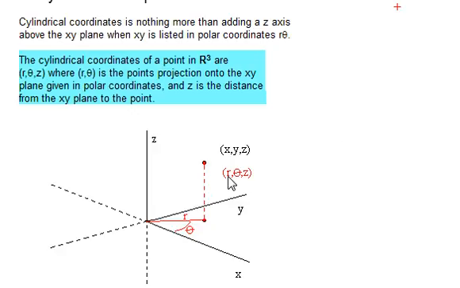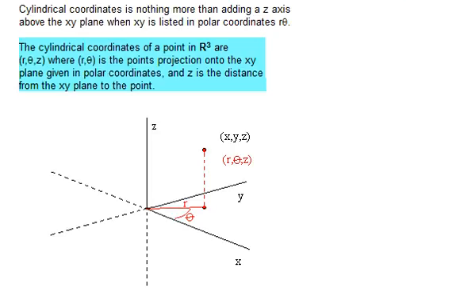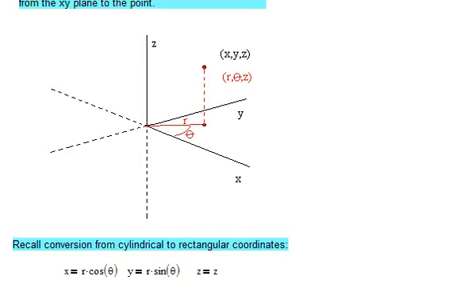Or it could be listed as r theta z. R is the distance from the origin to the point's projection into the xy plane, or the r theta plane, and then the angle theta from the positive x-axis, and then the height above the r theta plane, or the xy plane, whatever you want to call it. So that's cylindrical coordinates in three-dimensional space.